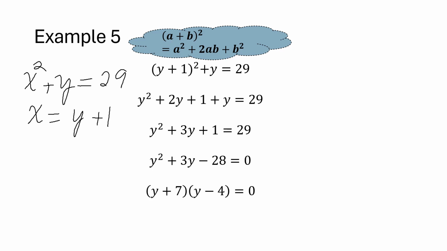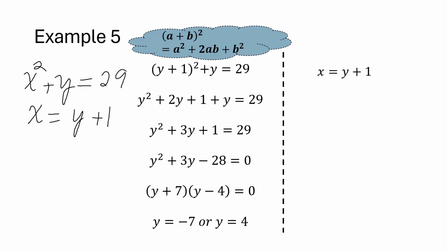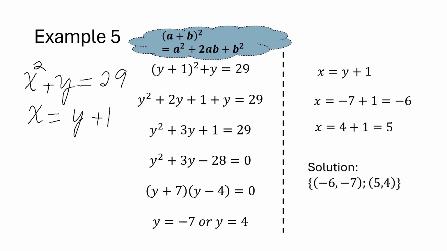This can be factored, and we got two values of y. Now we need to solve for x. So we're gonna substitute two values of y in the second equation. So for y equal -7, x equal -6, and for y equal 4, x equal 5. Therefore, the 2 points are as such.